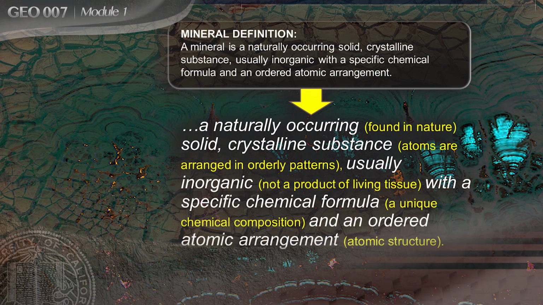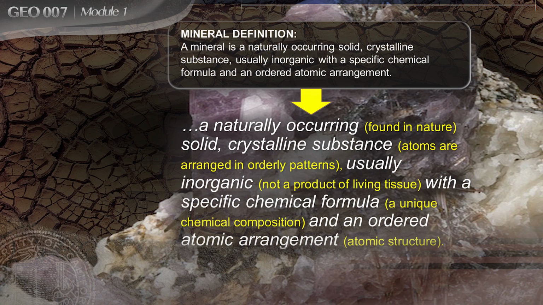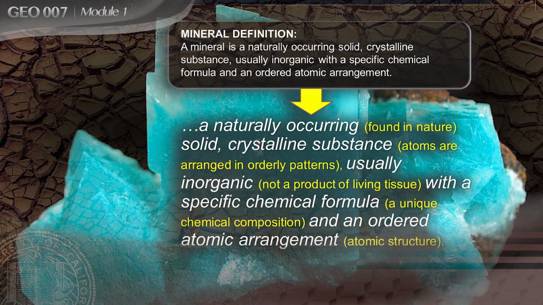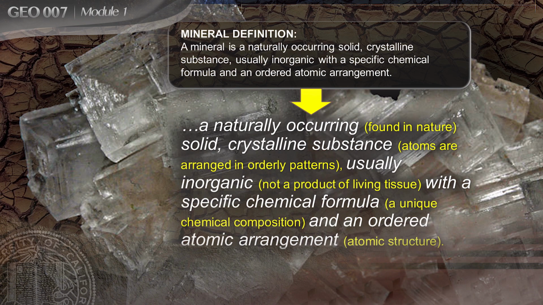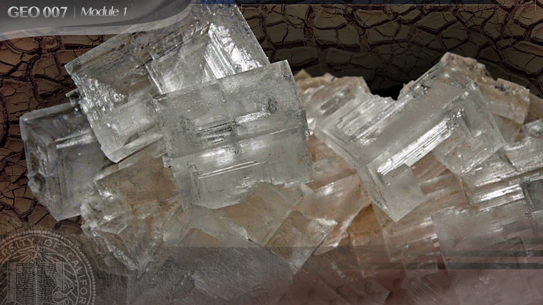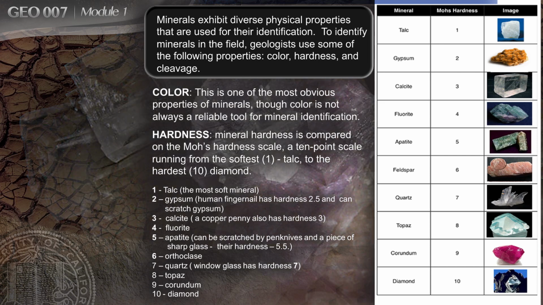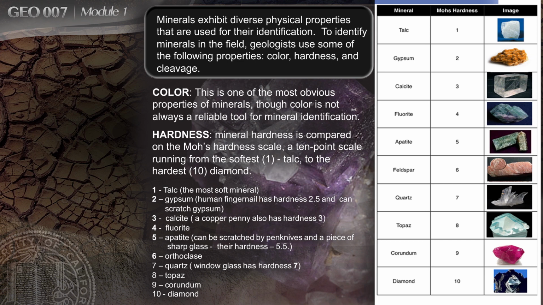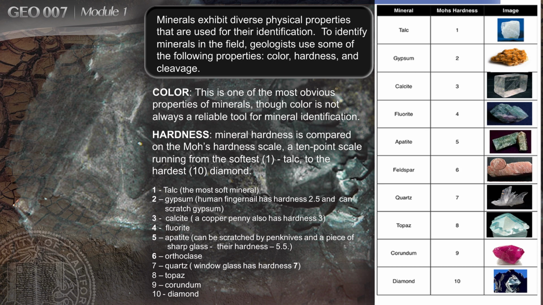What are minerals? Minerals are naturally occurring, found in nature, solid crystalline substances, usually inorganic, not a product of living organisms, with a specific chemical formula. It means a unique chemical composition and an ordered atomic arrangement, or atomic structure. Minerals exhibit diverse physical properties that are used for their identification. To identify minerals in the field, geologists use the following properties: color, hardness, and cleavage.